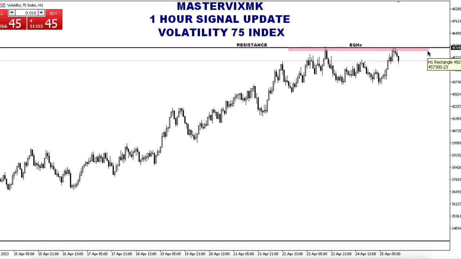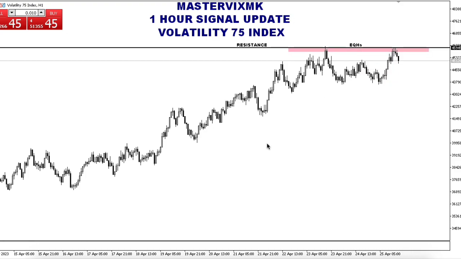So this is a proper entry reason for us to have a sell in this area. It gives us the edge over the market. It gives us the information that the market doesn't want to move from or above this area, so it's resisting.